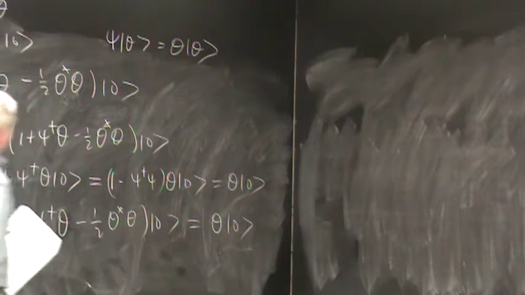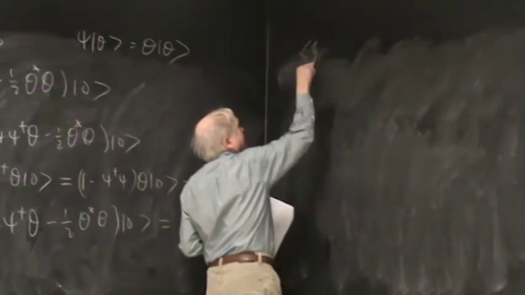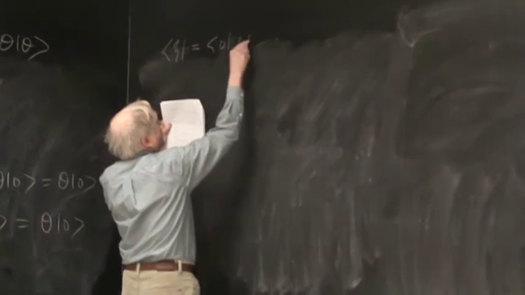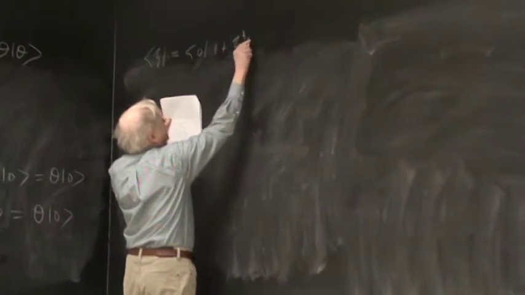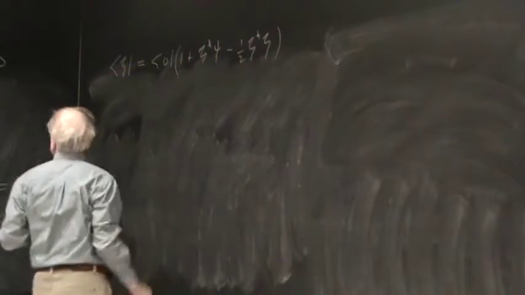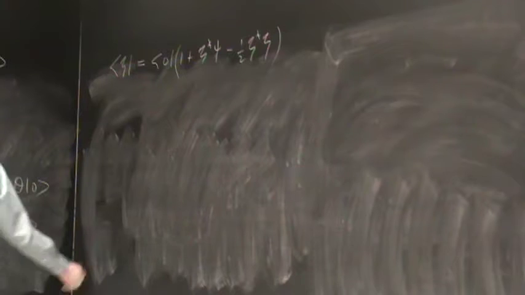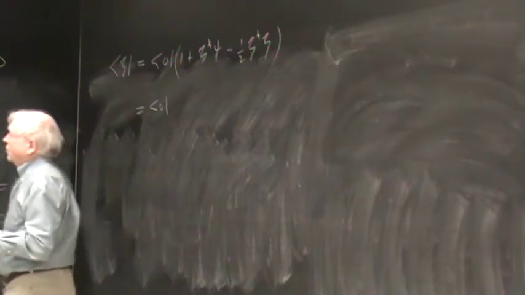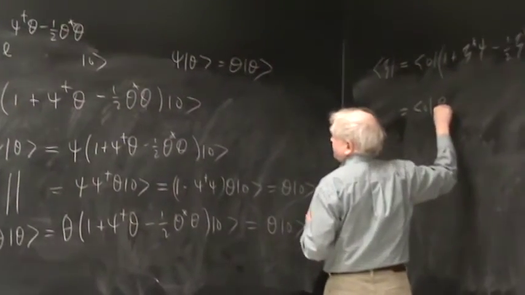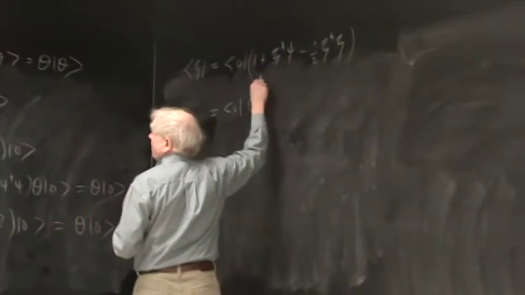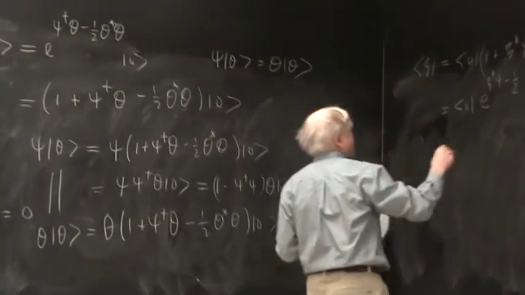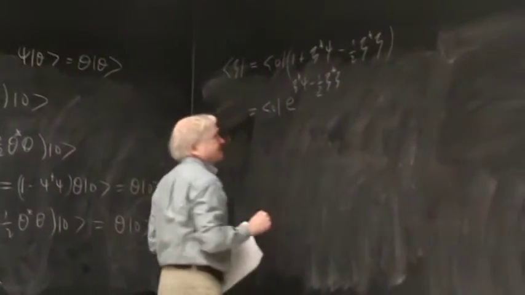Okay, well, the bra corresponding to, say, some variable theta, zeta in this case, is 0, 1 plus zeta star psi minus a half zeta star zeta. Or I could have written it as 0, and then you'd have this structure. But when you adjoin it, you get e to the zeta star psi minus a half zeta star zeta, since this turns into itself when you adjoin it. So that's another way of writing it.